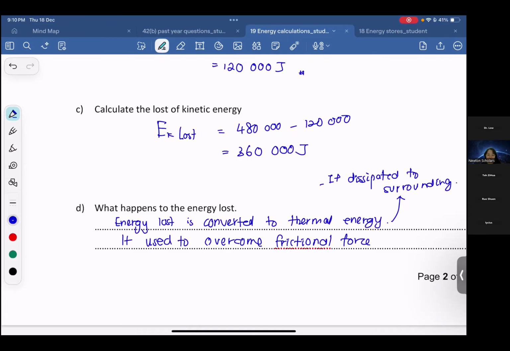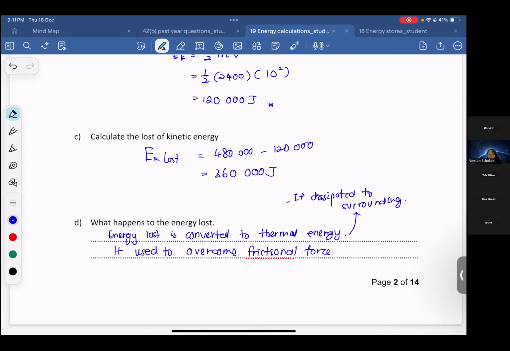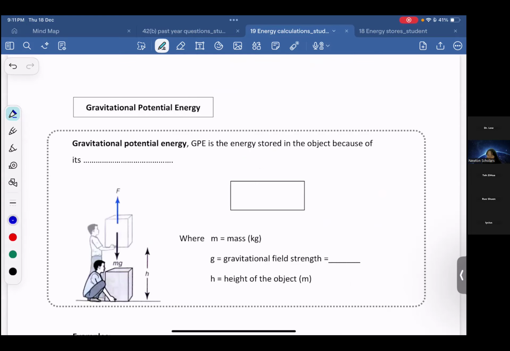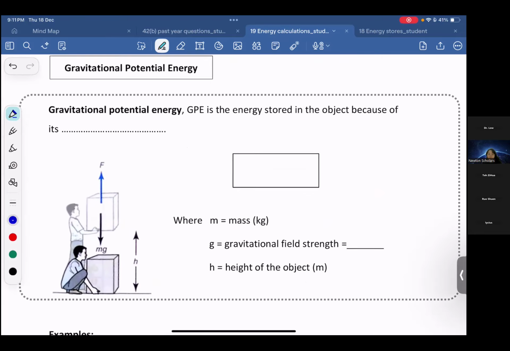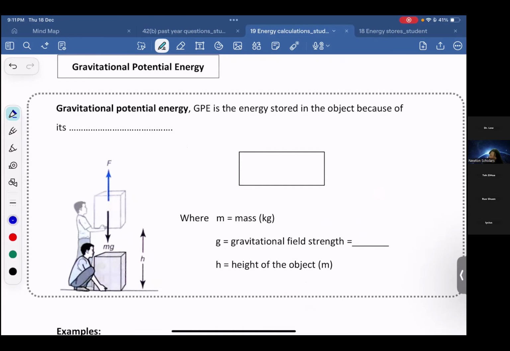Then we are going to calculate the GPE right now. Is it okay? Can we? Crystal, okay. Megan, okay. Xuan, are you able to follow? Are you able to follow?